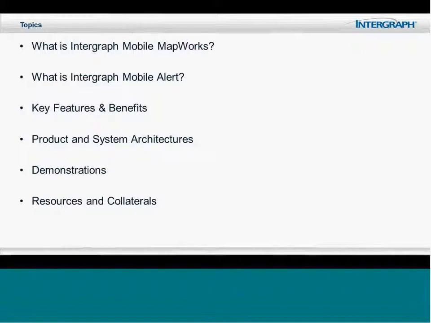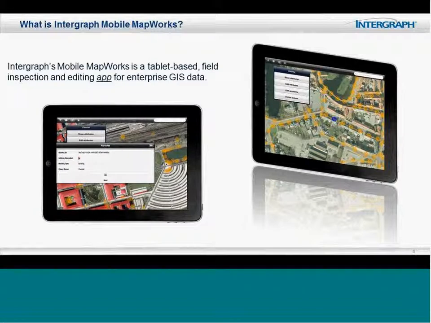So for today's webinar, these are the topics I'd like to cover. We've got two new mobile products coming out of Intergraph. One is called Intergraph Mobile MapWorks, and the other is called Intergraph Mobile Alert. I'm going to go over both of those products today, basically talking about some of the key benefits and features of both. That'll take a very short period of time. And then I'll probably dive into a couple of demonstrations, or at least some videos of demonstrations I've prepared. And toward the end, I'll point you to some other resources and collaterals that you could use to get some additional information. And then we'll take your questions.